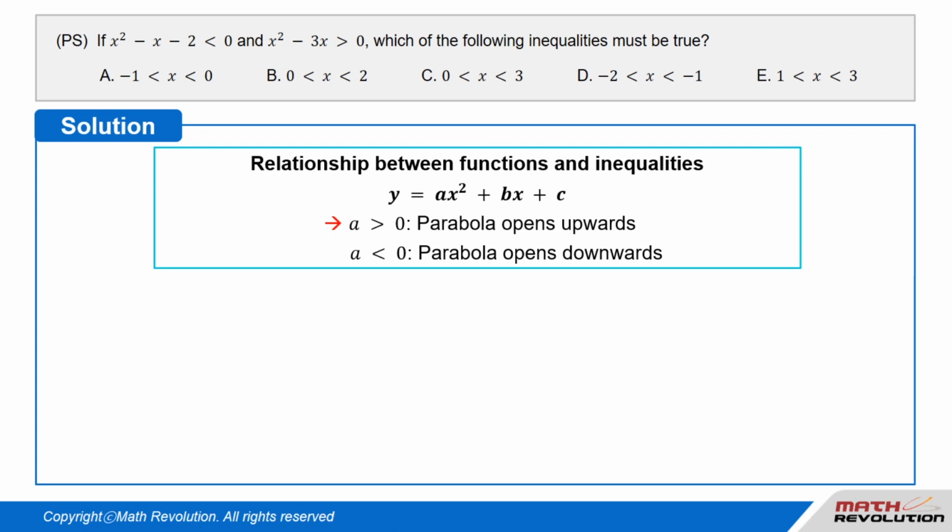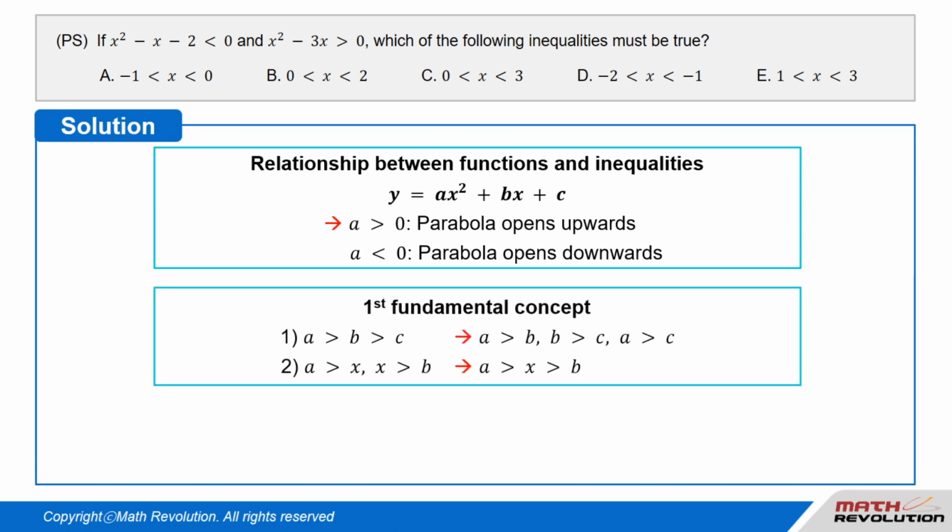Y equals a times x squared plus b times x plus c. A is greater than 0. When a is positive, the parabolic equation will result in a sign of u, a parabola opening upwards. A is smaller than 0. When a is negative, the parabolic equation will result in a sign of n, a parabola opening downwards.